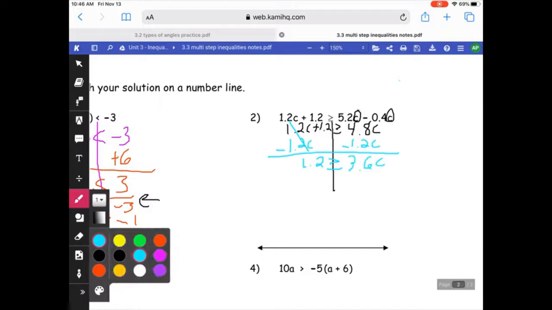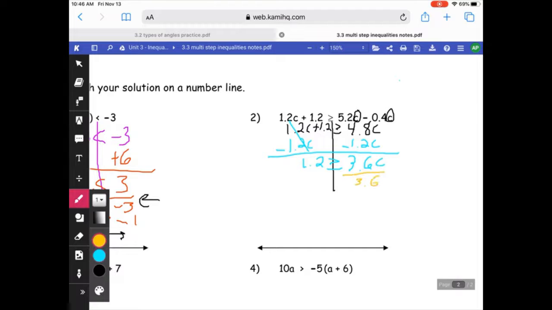And now, we're going to divide both sides by 3.6. Okay, we're dividing by the number in front of the c. So now 1.2 divided by 3.6 is going to give us 0.3 repeating, or 1/3. You could write either one. I'm going to write 1/3. Okay, don't let fractions confuse you. Just use your graphing calculator to help you stay organized.